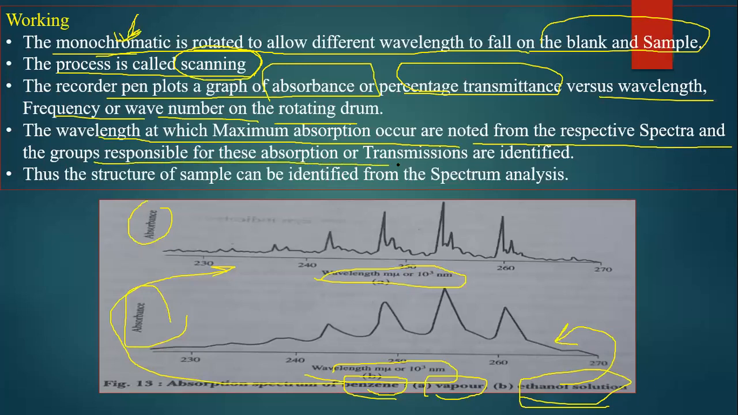The wavelengths at which maximum absorption occurs are noted from the respective spectra, and the groups responsible for this absorption or transmittance are identified. Thus the structure of a sample can be easily identified from the analysis of the spectrum. You can analyze the spectrum, what the peaks are and where the peaks are occurring.